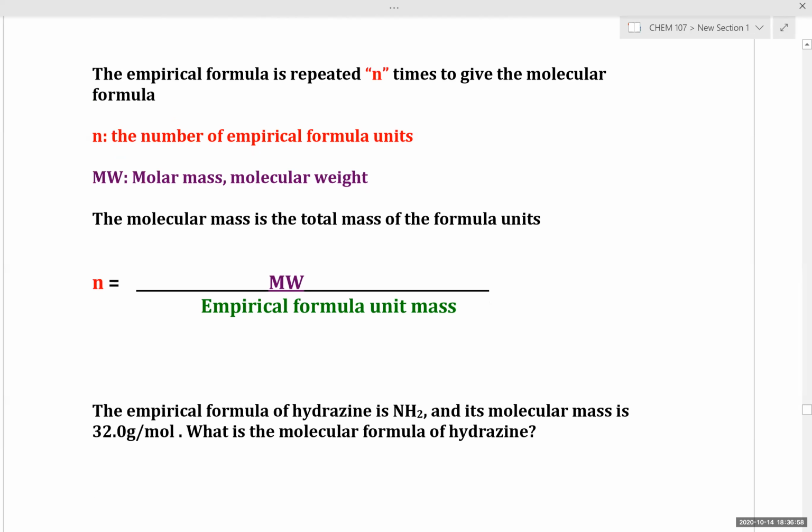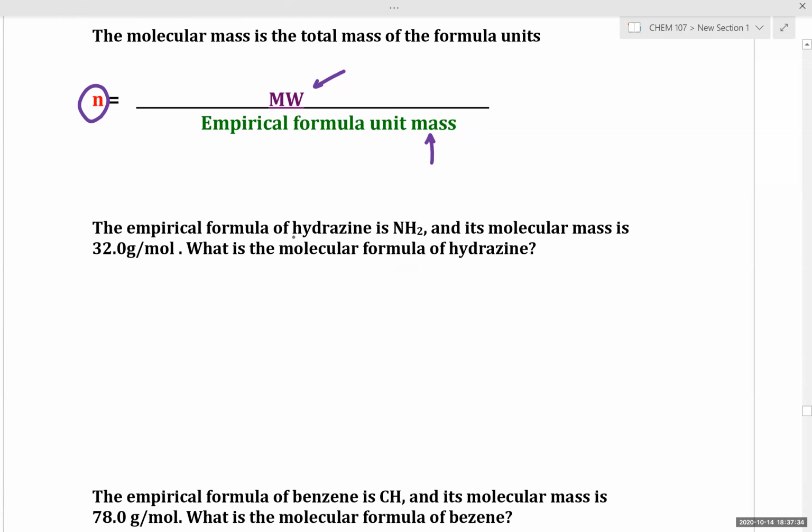So the empirical formula is repeated n times to give what is known as the molecular formula, where n is the number of empirical formula units, and mW is the molar mass or molecular weight. From the molar mass and the empirical formula mass, we can calculate the number of formula units. So, to give you an example of how this works, if the empirical formula of hydrazine is NH2 and its molecular mass is 32, let's figure out how many formula units we have.